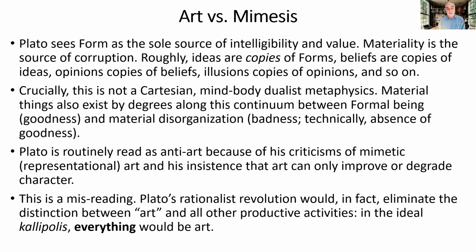I mean, the materiality is the source of corruption. It is our material selves. Ideas are copies of forms. Think about the divided line, for example. Ideas are copies of forms, beliefs are copies of ideas, opinions copies of beliefs, solutions copies of opinions, and so on. So there's this sense of form unfolding through matter and through a series of copies of copies of copies. The farther away you get, the farther away from authenticity you're getting. So anything that's going to be a copy, anything that's going to be a representation of anything else, is going to be, by definition, a kind of secondary thing and less of a thing for that.